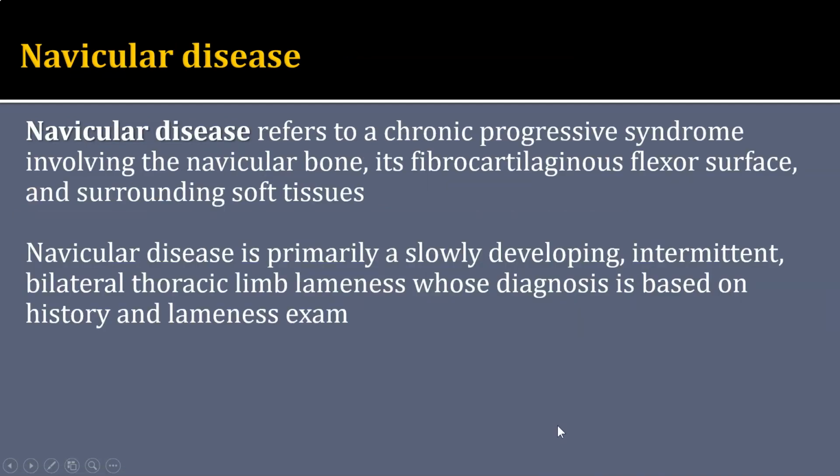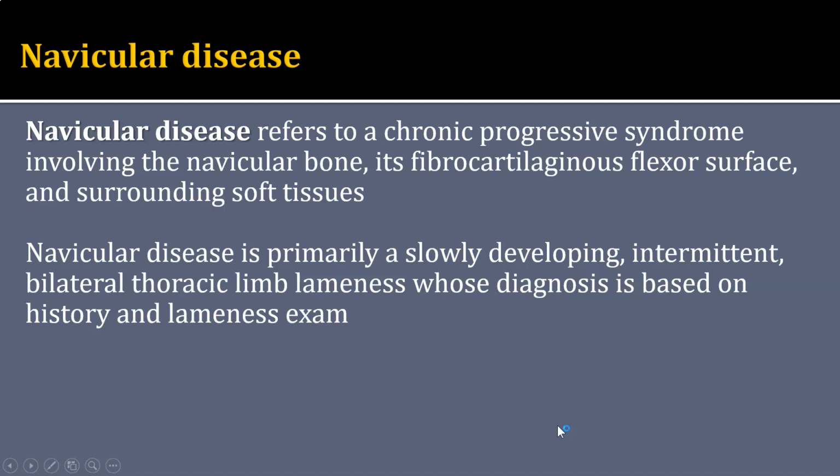We're going to finish out this presentation talking about navicular disease. And navicular disease is referring, in this case, to chronic progressive syndrome that involves the navicular bone, its fibrocartilaginous flexor surface, and the surrounding soft tissues. And those soft tissues will include the deep digital flexor tendon, the impar ligament of the navicular bone, the collateral ligaments of the navicular bone, the navicular bursa, as well as the distal interphalangeal joint. So there is a lot of soft tissue disease that can accompany any of the osseous changes as well.